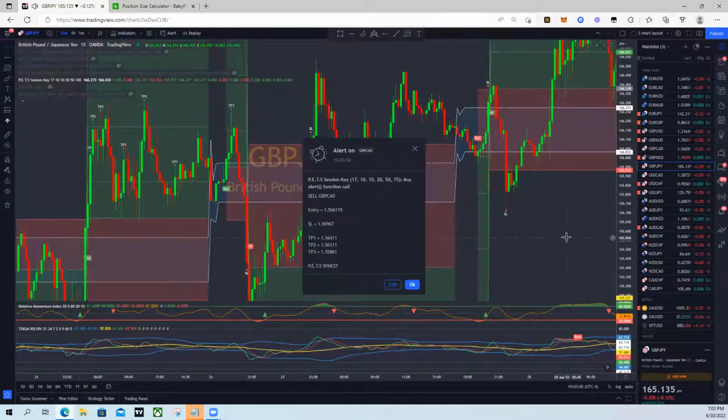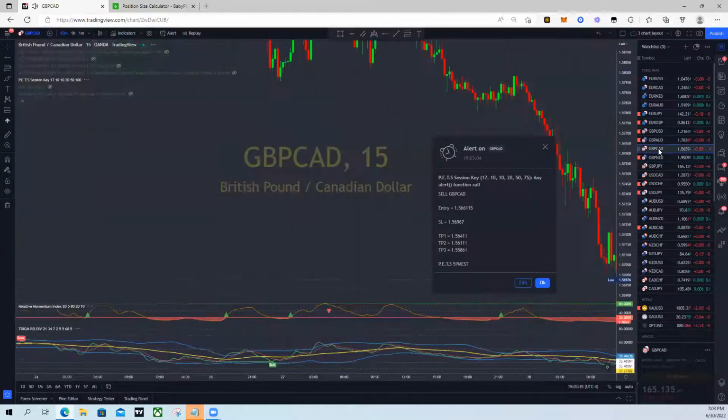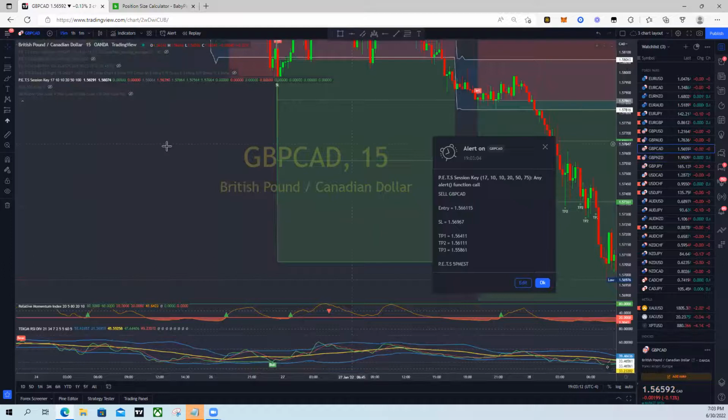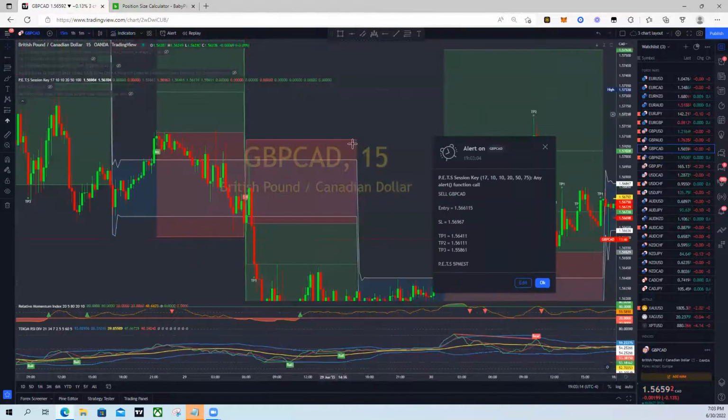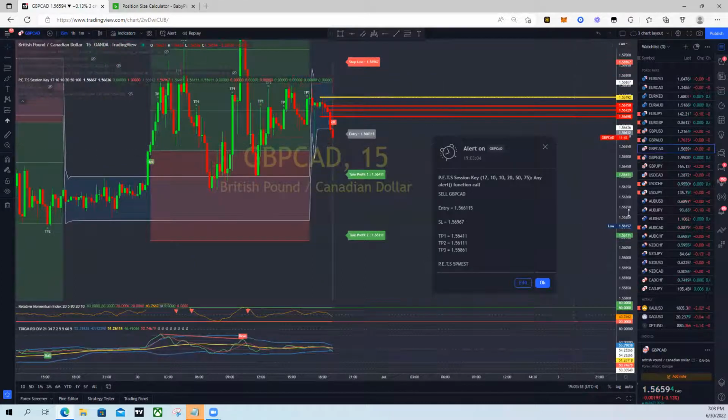That in GBP CAD, wasn't that the trade we was looking at earlier? I believe it was. Let's see. There you go. Your sale is in profit. Was it? I think it was GBP CAD. Correct me if I'm wrong. I believe it was GBP CAD we was looking at on a minute chart.